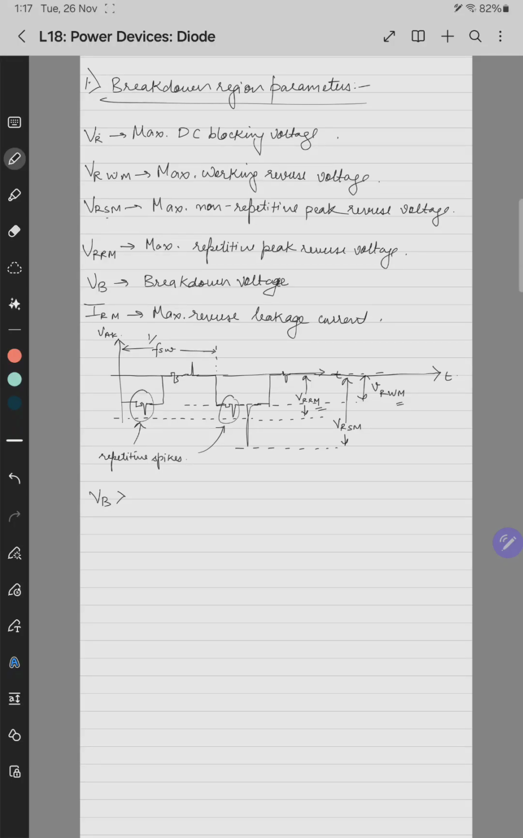Then after that, I think it should be the non-repetitive VRSM, because here you can see the non-repetitive peak. If this non-repetitive peak is greater than the repetitive peak, then VRSM is greater than VRRM. Else VRRM is greater than VRSM, but both are smaller than VB. So out of 4 we have plotted 3, and the remaining one is VR, the maximum DC blocking voltage. What is that? The maximum voltage which it should block. VRWM, the maximum working reverse voltage, is almost similar to the maximum DC blocking voltage, but we'll see that VR is greater than VRWM, almost equal to it.